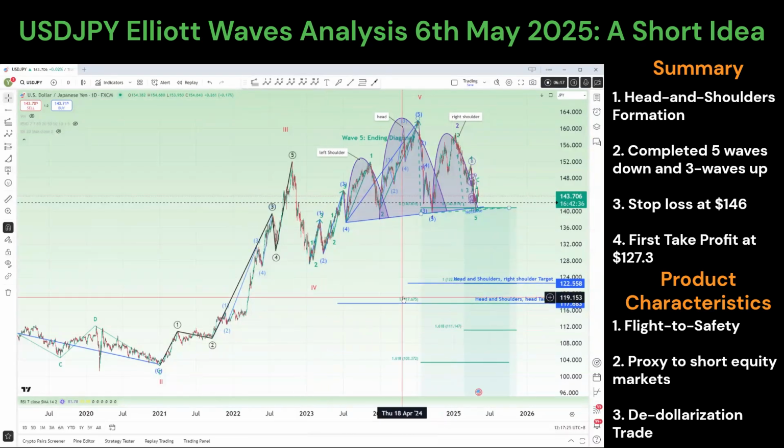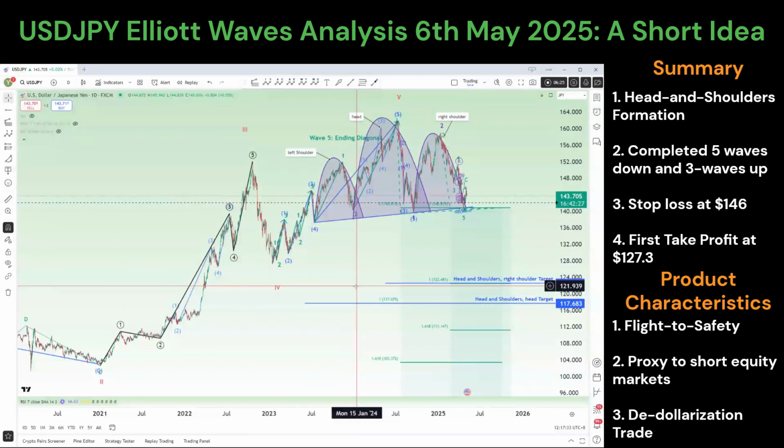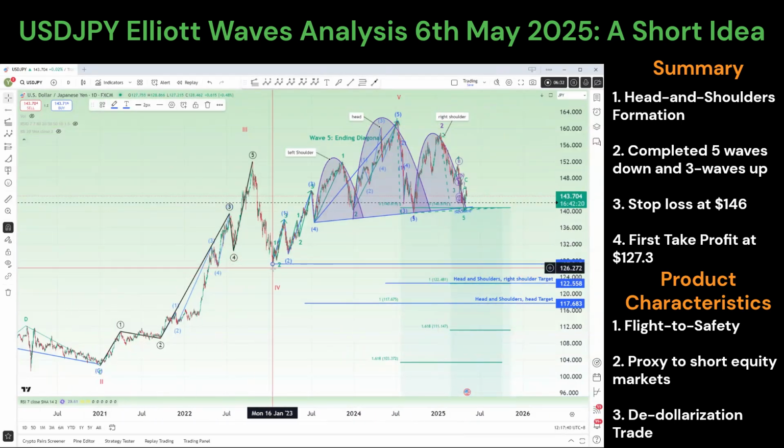Now there's a purpose to drawing on this line first, right? Because in the end, what we want to do is find a confluence of support over here. Now these are the two targets given by head and shoulders, right? Just now you saw me removing this.